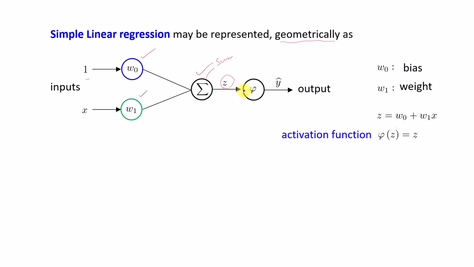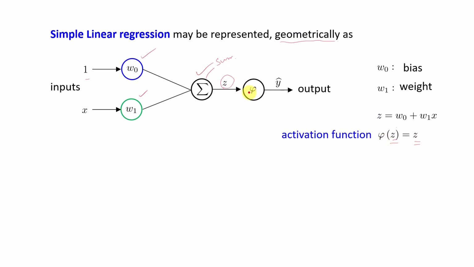This is my activation node. And the activation function, that is phi Z, could be anything, but in case of linear regression, it doesn't do anything. This activation function has no role here. It's simply whatever comes in. If Z is the input, it will give us the same output. So the question is why are we using it here?